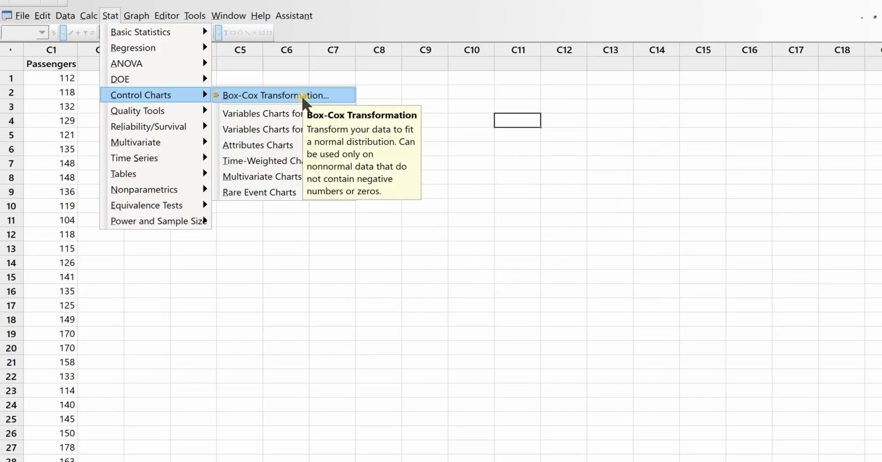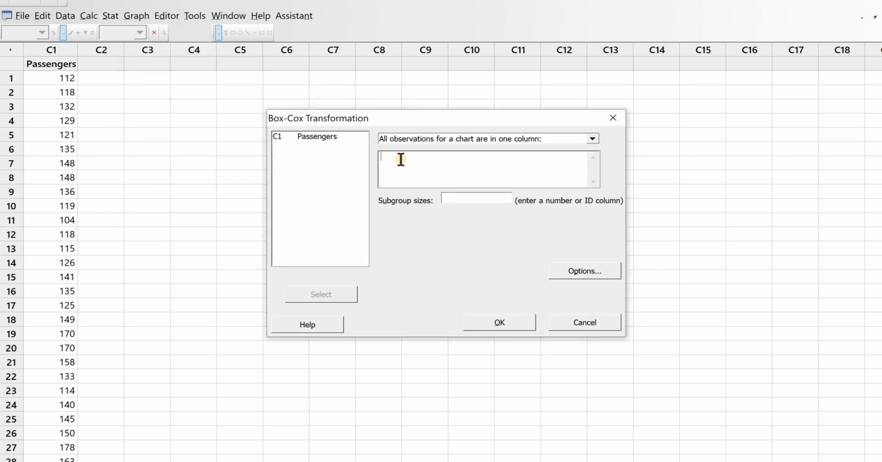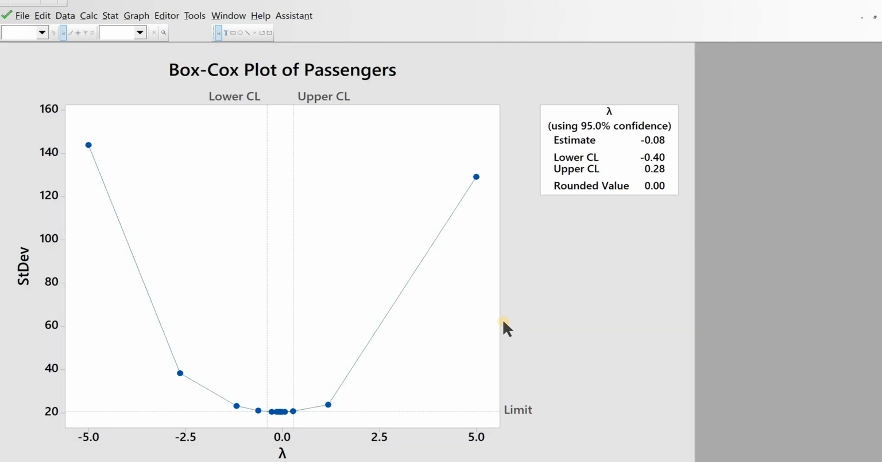Let's check the Box-Cox estimation of the data. This is the output of Box-Cox. The lower and upper limits are negative 0.4 and 0.28 respectively, and the rounded value is 0. From the interval we can see that the value of 1 is not included, which means that the variance is not constant, consistent with what we interpreted from the time series plot.